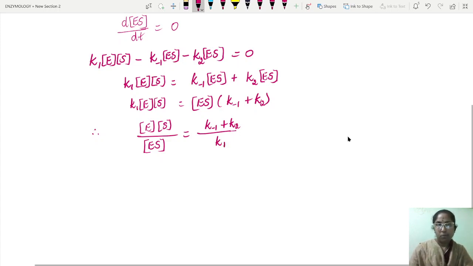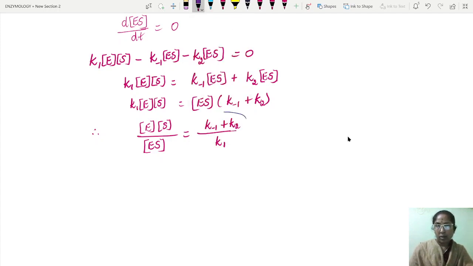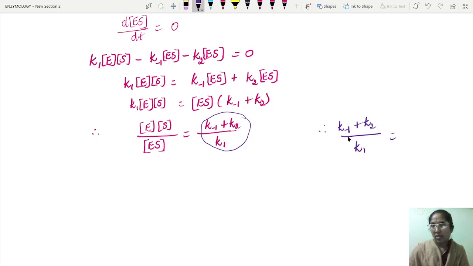So look at this, the RHS of the equation. All the things here are constants, and all these constants together are called the Michaelis Menten constant, that is equal to (k-1 plus k2) by k1. This entire thing is a constant, and together all these constants are called Km.